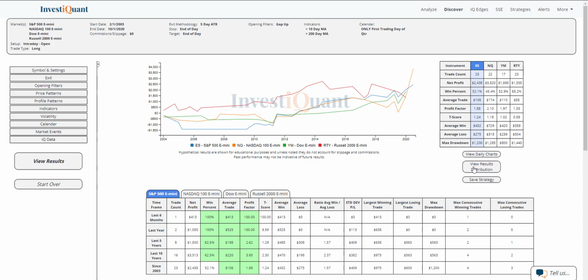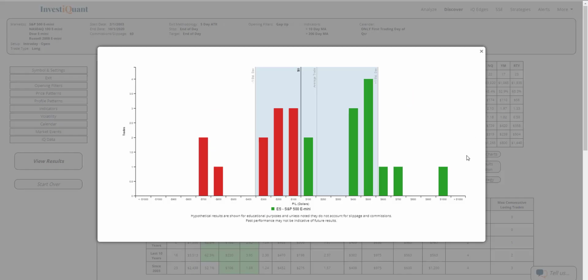And let's take a quick look at the results distribution. I've got the S&P selected here. And here you can see how the results have finished for the day. The taller the bars are, the more frequently they have happened. If they're green, that means they are positive results. If they're red, they are negative results. And then the farther to the extremes, the larger the moves have been.